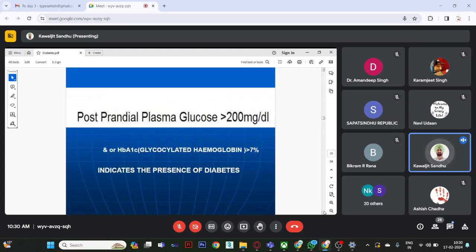A more effective method of testing glucose is to go for the 3-month average test, that is glycosylated hemoglobin, and if it is more than 7%, then a person is diabetic. And also postprandial glucose, that means testing glucose after a meal. If it is more than 200 milligrams per deciliter, that also is a condition of diabetes.